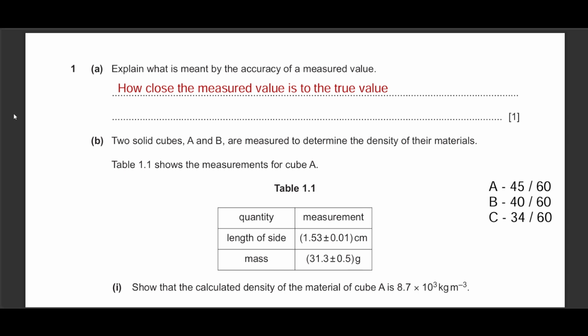This is February-March 2025, paper 1-2. The first question is, what is meant by accuracy of the measured value? The accuracy deals with the fact that are you going to get the correct answer or not. So it's just a binary answer, yes or no.